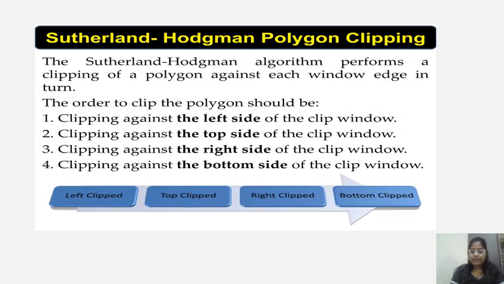Sutherland-Hodgman polygon clipping algorithm. This algorithm performs a clipping of a polygon against each window edge in turn. The order to clip the polygon should be clipping against the left side of the clip window, the top side of the clip window, right side of the clip window, and at last, clipping against the bottom side of the clip window. The order follows from left, top, right, and bottom.